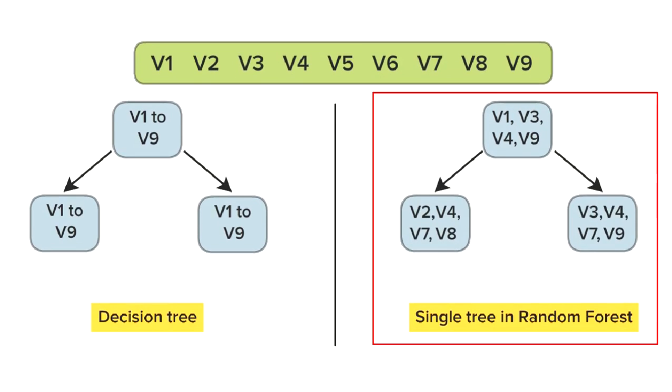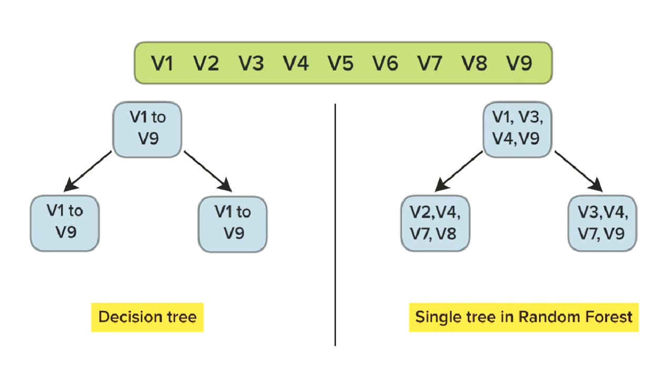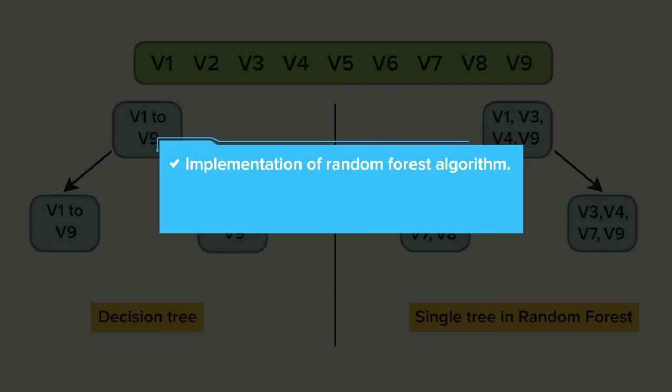And this gives random forest a twofold effect of randomness as compared to simple bagging with decision tree as the base estimator. Now in the next topic, we will be working on the implementation of random forest algorithm and learn about the hyperparameter tuning of the random forest model.